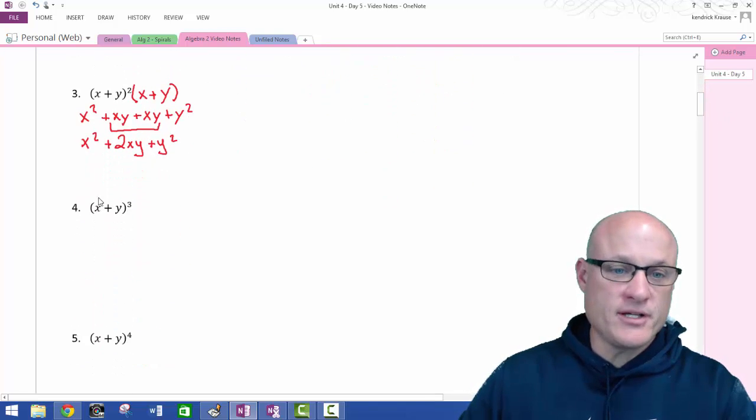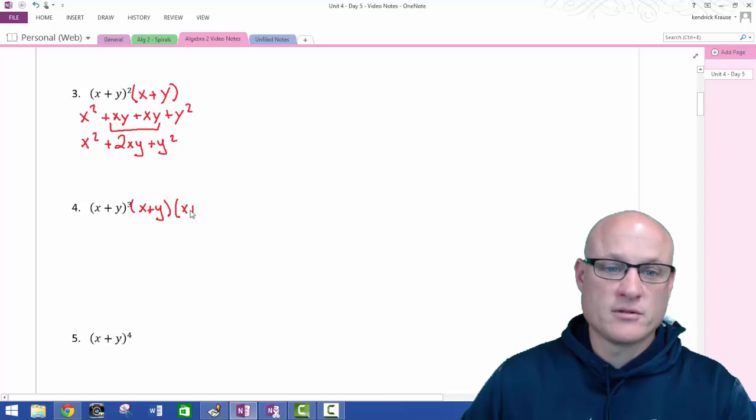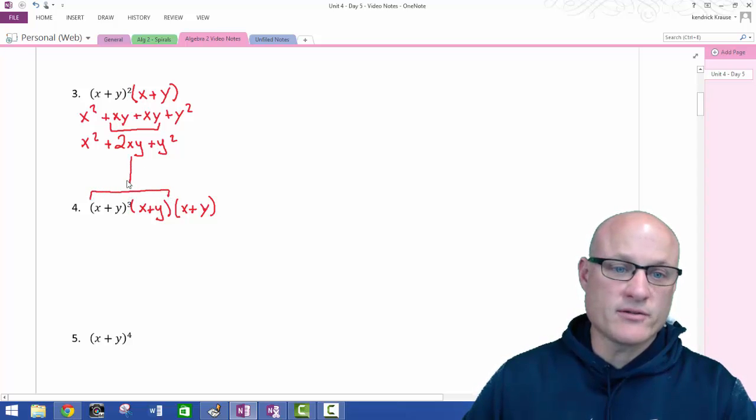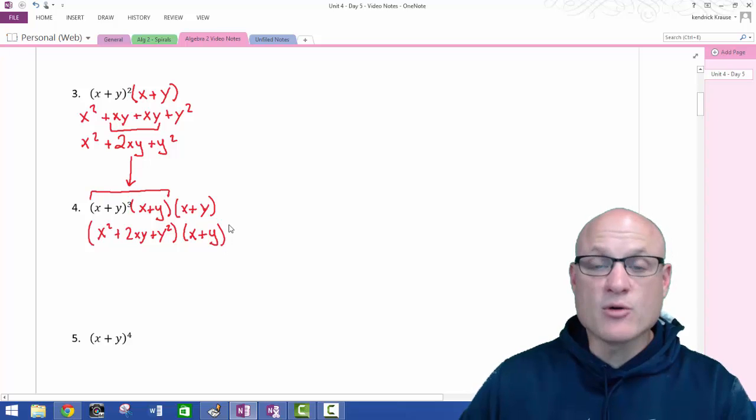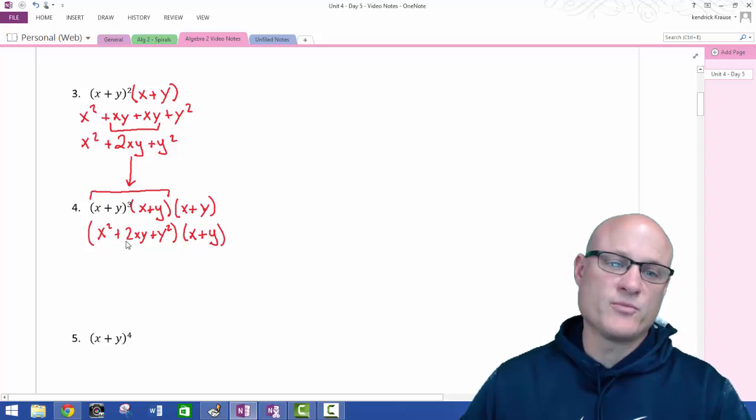Now, x plus y cubed is nothing more than x plus y squared times x plus y. Well, we already know what this is. We just did that work, so I'm not going to redo that work, although I could if I had to. It's just x squared plus 2xy plus y squared, times x plus y. I'm now going to triple distribute. Very complicated stuff.